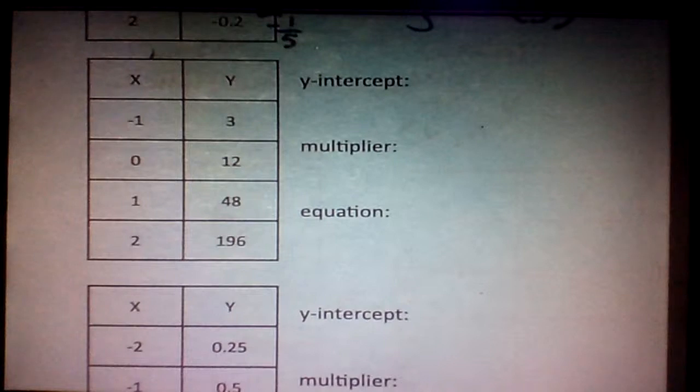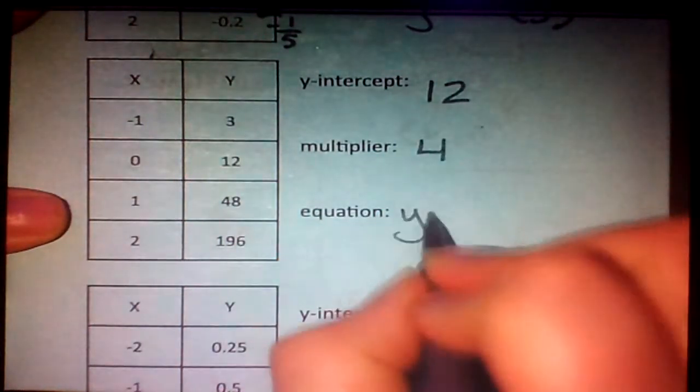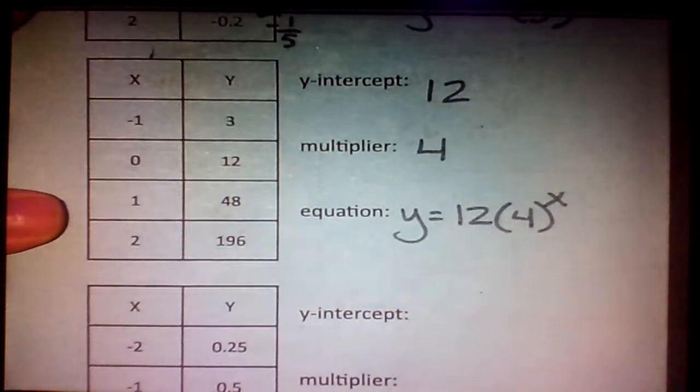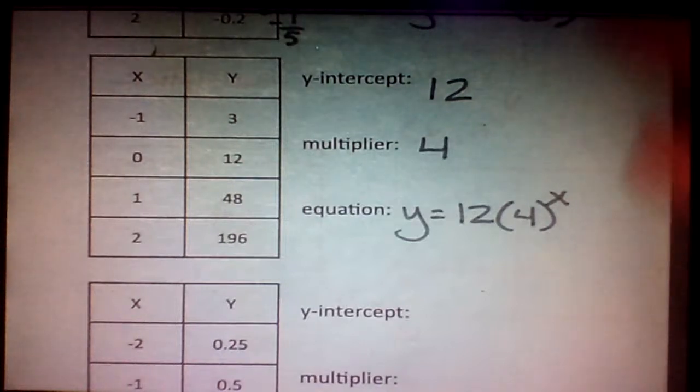Okay, so Amor says y-intercept is 12. Your multiplier is 4, which means your equation is y equals 12 times 4 to the x. And to answer your question, Maya, no, you cannot multiply by 1 over 4 because that means you would have been dividing by 4 as you go. But that is a very good question. If you're basically dividing, you just put it in the bottom, in the denominator of the fraction.